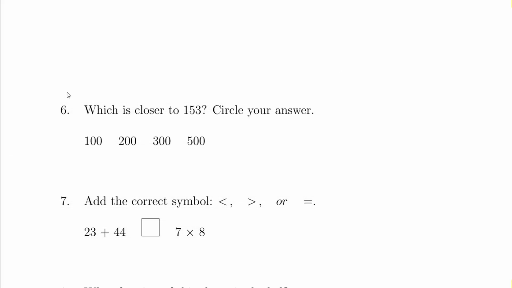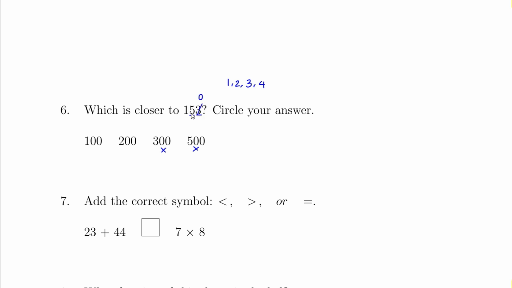Okay, next page. Starting from question 6. Which is closer to 153? Circle your answer. So it's about rounding a number to the nearest 100. You know, it's 100 something, so either 100 or it goes up to 200, but it can't go to 300 or 500. It's too much. So between 100 and 200, let's check one by one. We need to get rid of these numbers and replace them with 0, 0 to get a hundreds number. Now let's see 3. 3 is a small number. So for small numbers, 1, 2, 3 and 4, they will vanish. So this goes to 0.